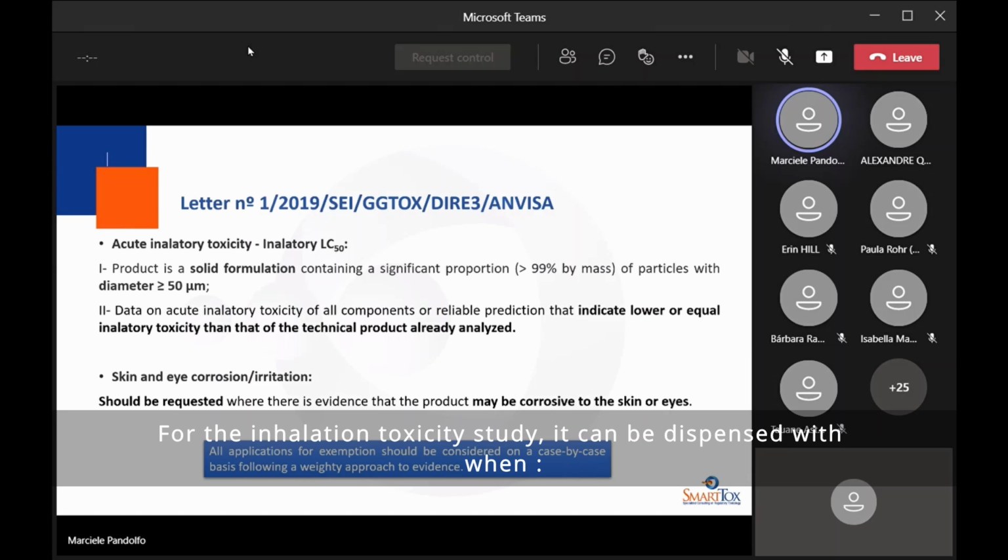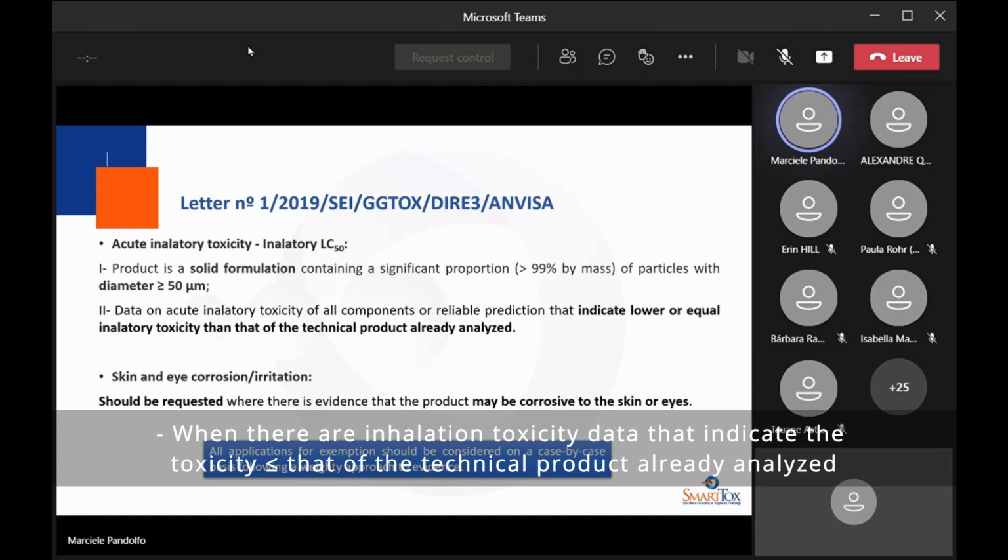Para o estudo de toxicidade inalatória, ele pode ser dispensado quando o produto for sólido e contém diâmetro de partícula maior ou igual a 50 micrômetros. Também quando houver dados de toxicidade inalatória que indiquem a toxicidade menor ou igual à do produto técnico já analisado.